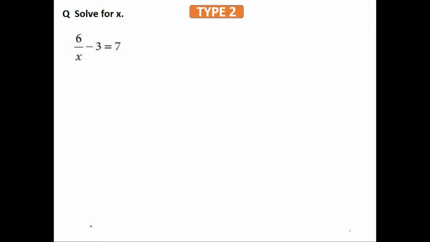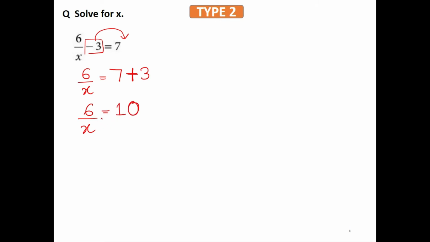Again, solve for x, type 2. Now question to you, can I directly cross multiply this x to the other side? No, you cannot do that. Why? Because you have a negative 3 in between. So here we are going to keep the variable on one side of the equation, and I'm going to shift this negative 3 to the other side first. So I have 6 over x equal to 7 plus 3. The negative 3 shifting to the other side, the sign changes. I have 6 over x equal to 10.